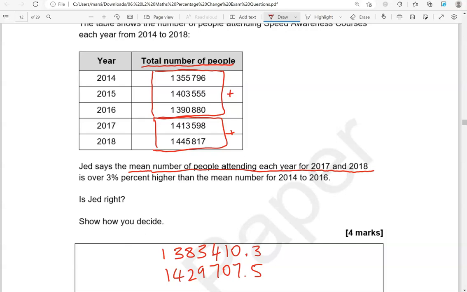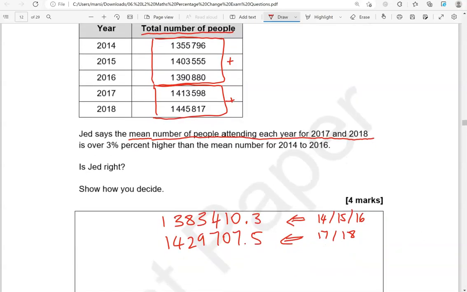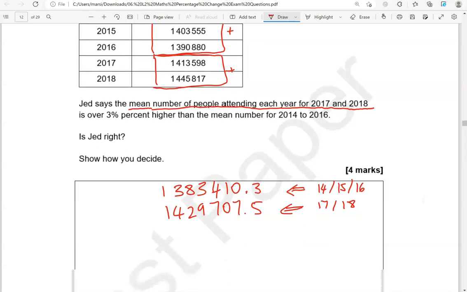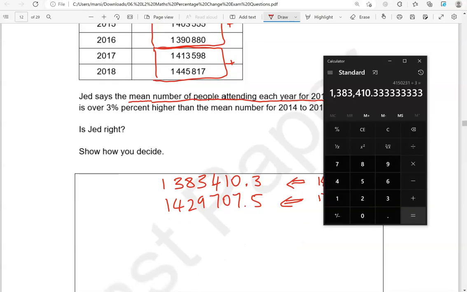Okay, so this is the mean for 2017-18, and this is the mean for 2014, 15 and 16. Jed says the mean number of people attending each year for 2017 and 2018 is over 3% higher. So let's take away the 2014 to 2016 number from the 2017 and 18 number.